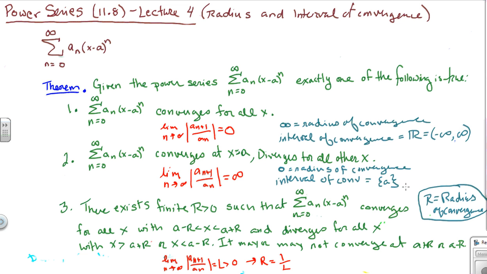Okay, so let's stop here. We've got our main definitions and our main theorem down. Next lecture, which will be the last lecture in this section, we'll do some examples of finding the radius and interval of convergence.